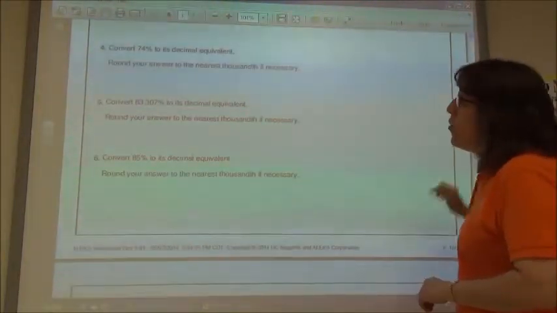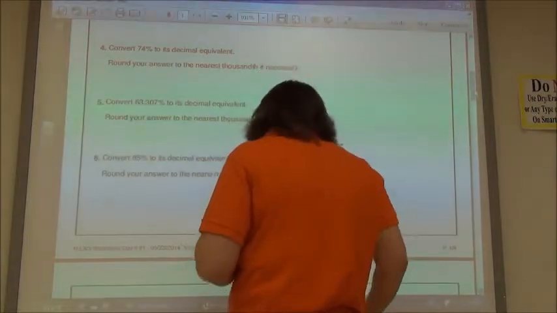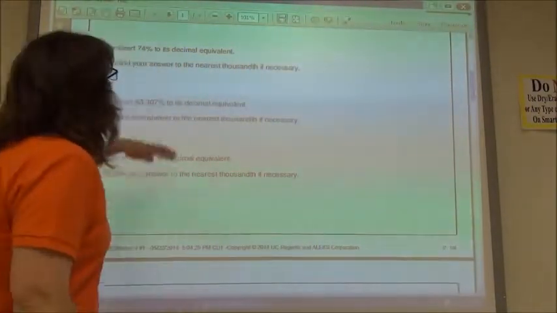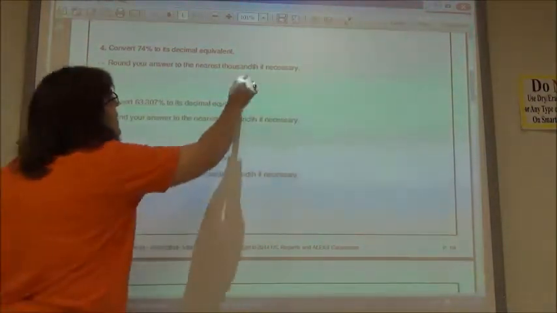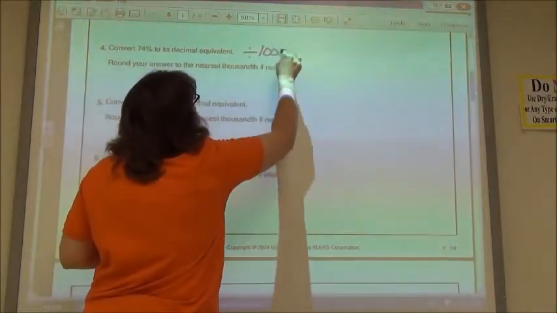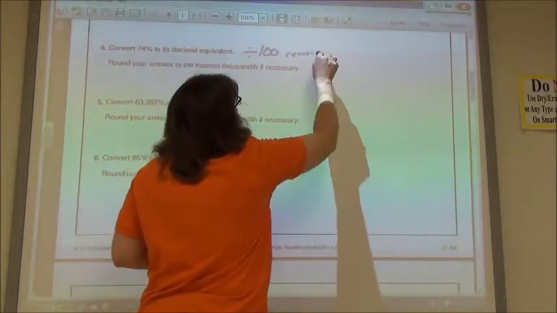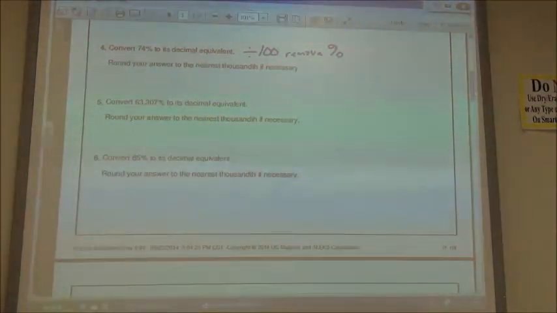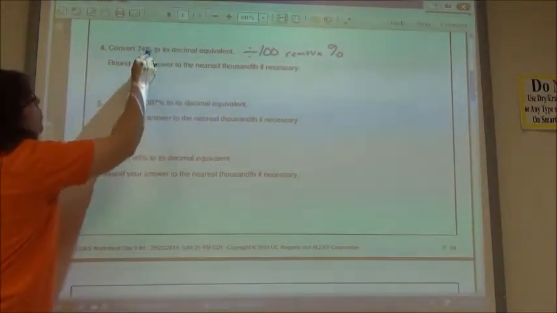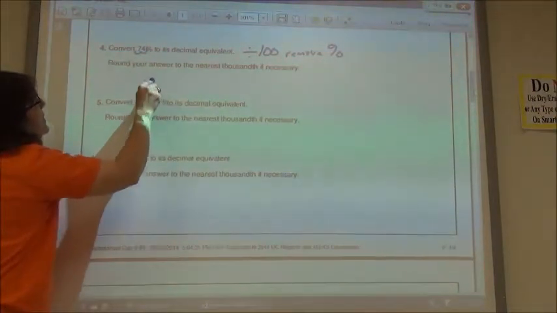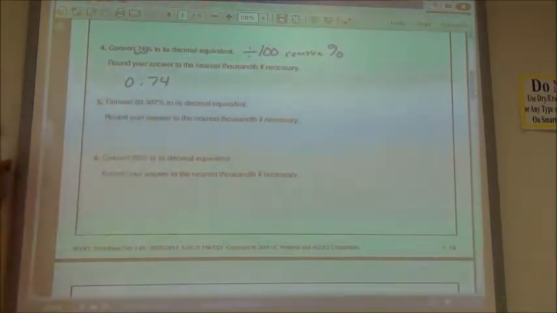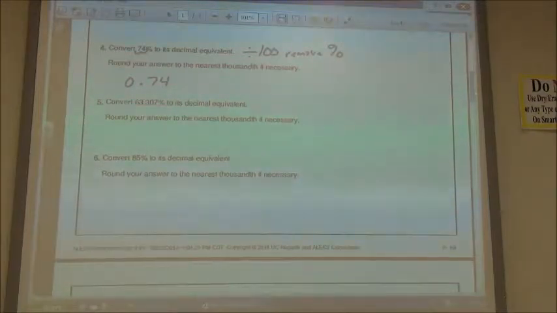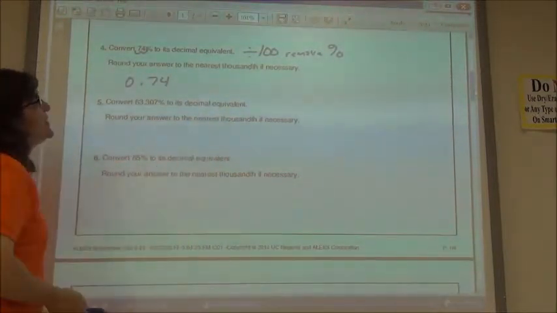So number 4 says convert 74% to a decimal equivalent. In other words, get rid of the percent sign. What we're going to do is divide by 100 to remove the percent. And when I divide by 100, I move my decimal back 2 places. So I go 1, 2 places, I get 0.74. They'll probably put the 0 in front just because it looks prettier. So 0.74 is 74%.